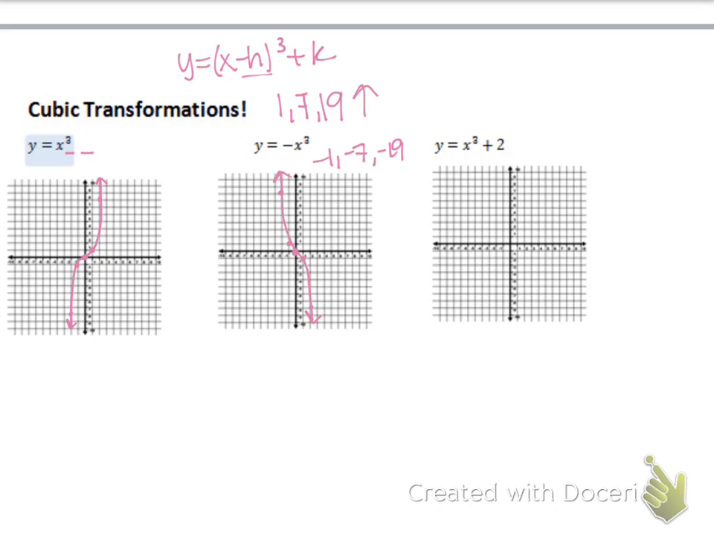Okay, this tells me it's going to move up 2, so it's still 0 for my h, but now my k is 2, so my S curve is going to start at 0, 2. So I still go right 1, up 1, right 1, up 1, 2, 3, 4, 5, 6, 7. Then I'm still going to go left 1, down 1, left 1, down 1, 2, 3, 4, 5, 6, 7. So there's my cubic shifted up.